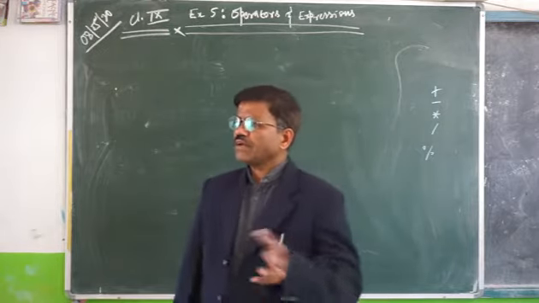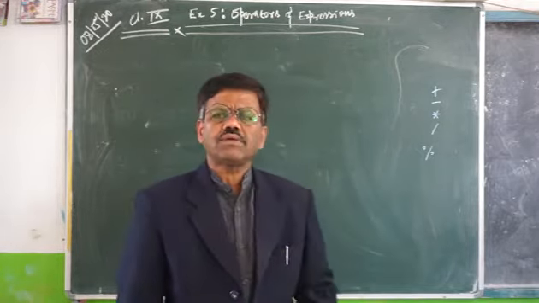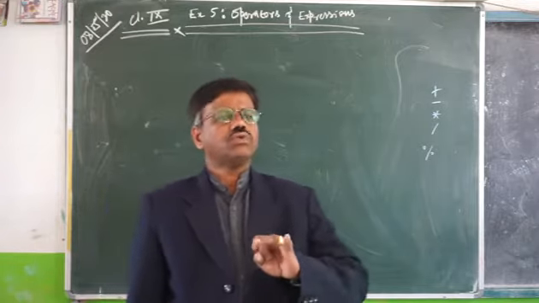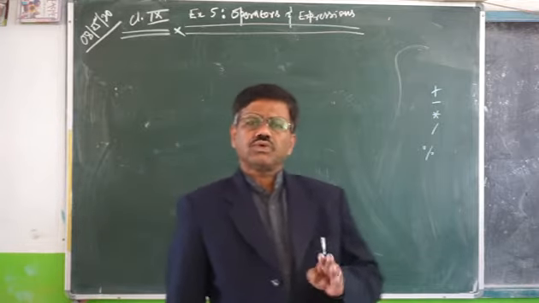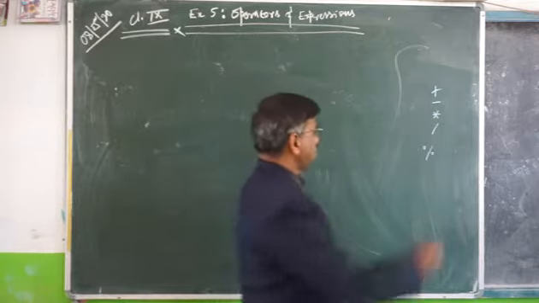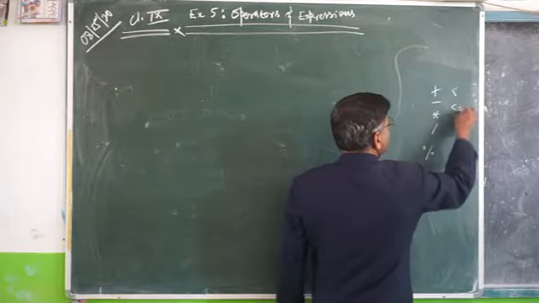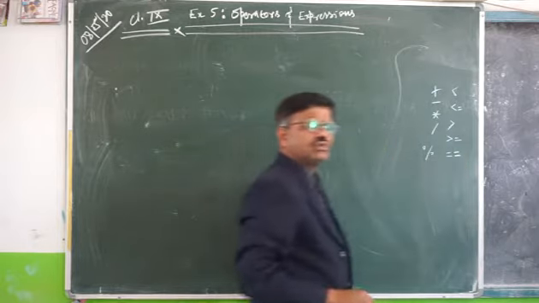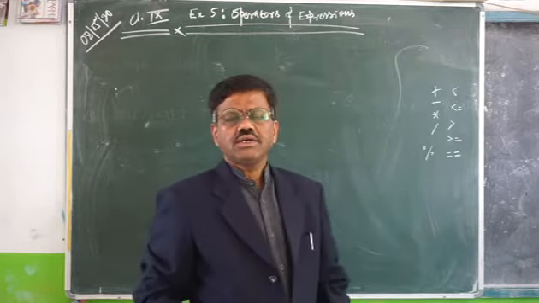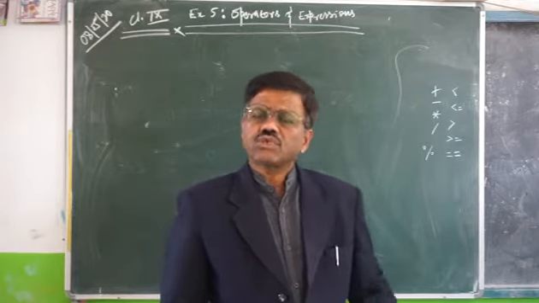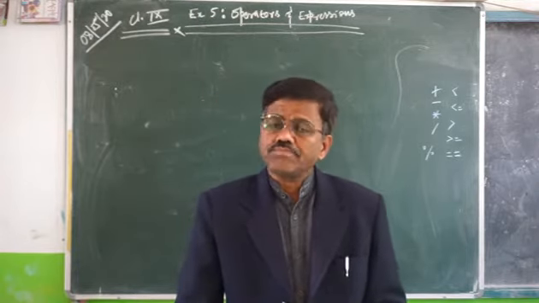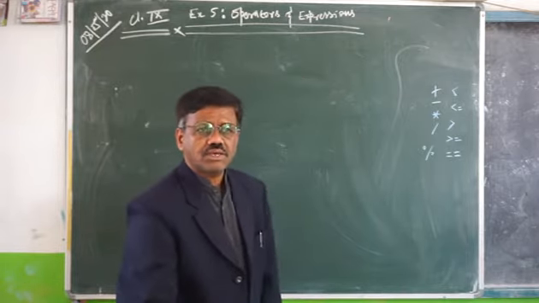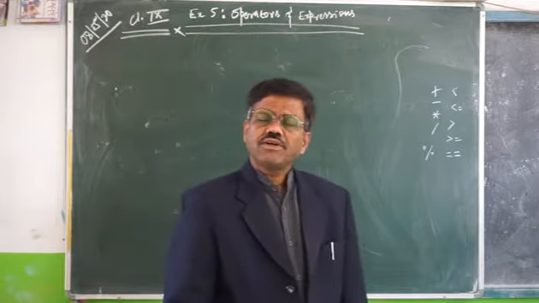Then, for the sake of comparison, there are 6 operators. We call them relational operators. They are less than, less than or equal to, greater than, greater than or equal to, equal to, and not equal to. Mind you, boys and girls, equal to has to be written twice without leaving a gap. Whenever there is a comparison, you have to have a double equal symbol.